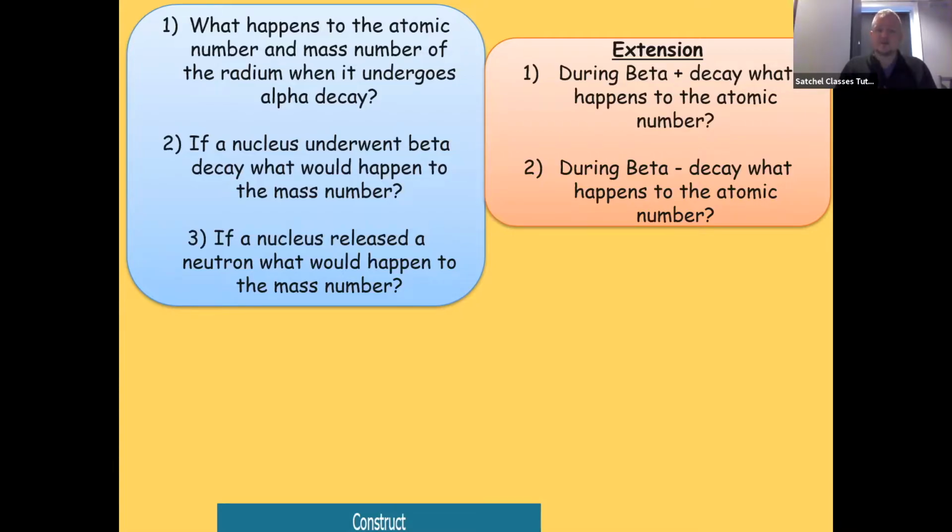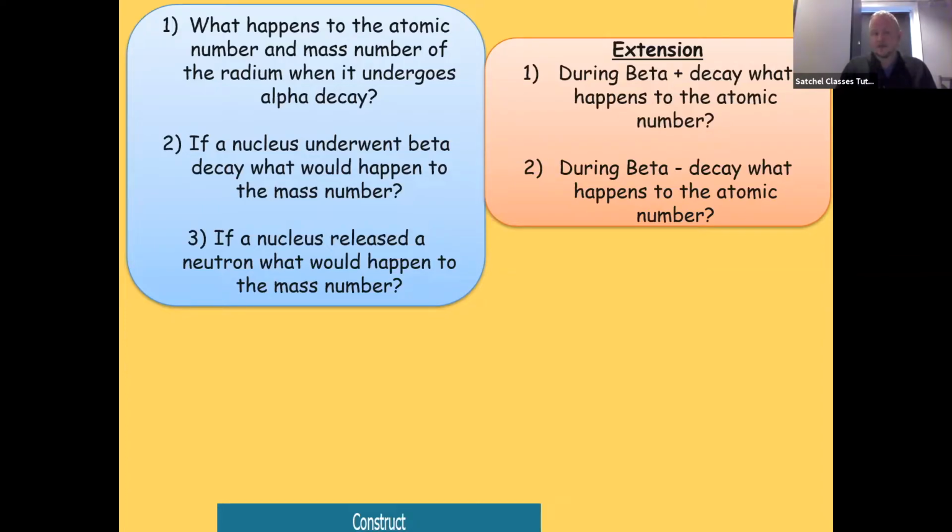If a nucleus underwent beta decay, what would happen to the mass number? Now, the convention states that if they're going to talk about beta positron, they will call it beta positron. So beta decay, in this case, would normally mean beta minus. But it doesn't matter in a sense either way, because it's asking what would happen to the mass number. Beta decay, whether it's positron or electron, involves the conversion of, for electron, a neutron to a proton, and for a positron, a proton to a neutron. Both of those have the same mass. So beta decay would not affect the mass number. It only affects the atomic number. So there would be no change for question 2.